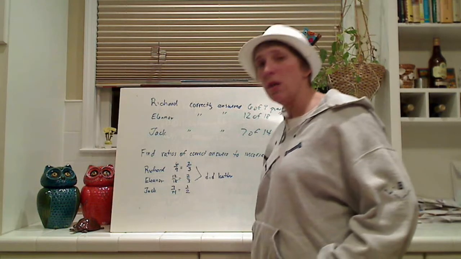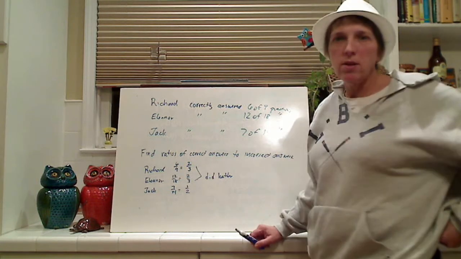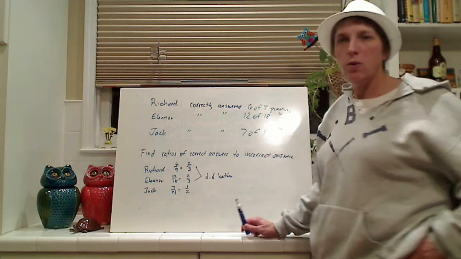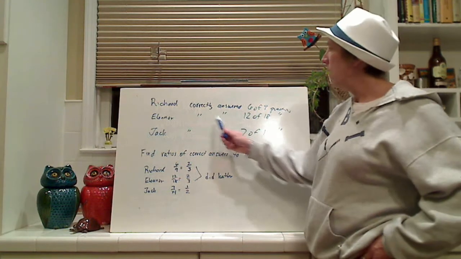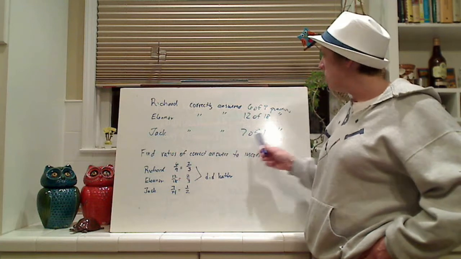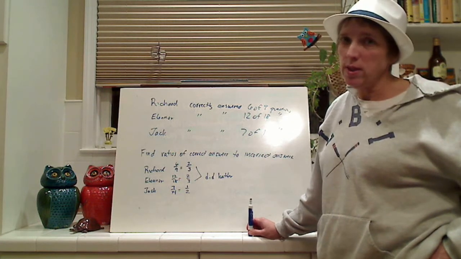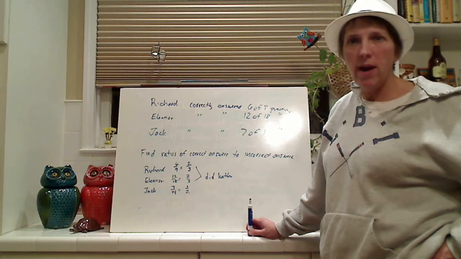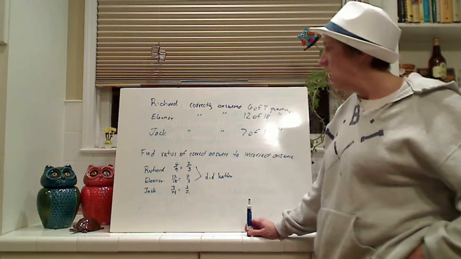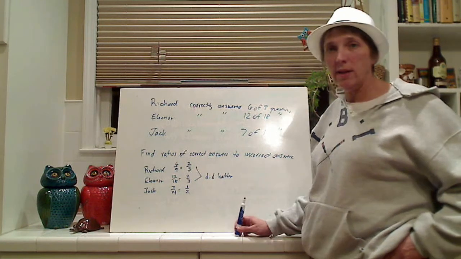Now you see them in word problems, and I took some shortcuts; you can too when you're writing your notes. Richard correctly answered 6 of 9 questions. Eleanor correctly answered 12 of 18 questions. Jack correctly answered 7 of 14. I want you to find the ratio. A ratio is always written in simplest form, a simplified fraction, so you can see who has the best results. We want the ratio of correct answers to incorrect answers.